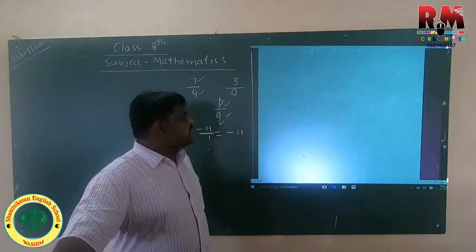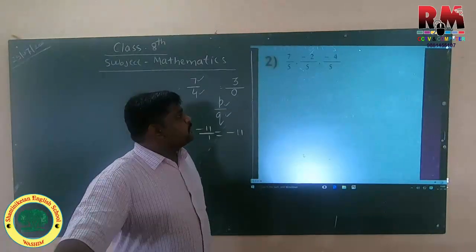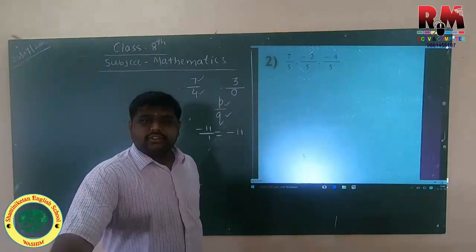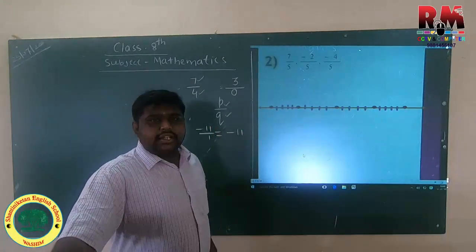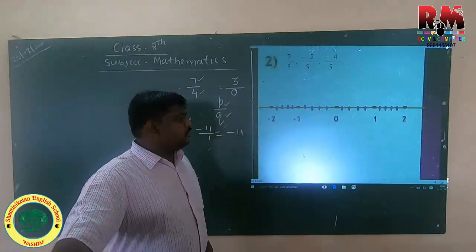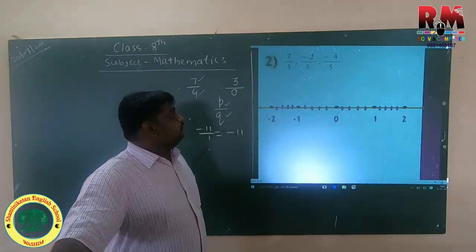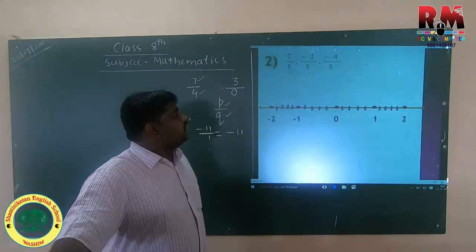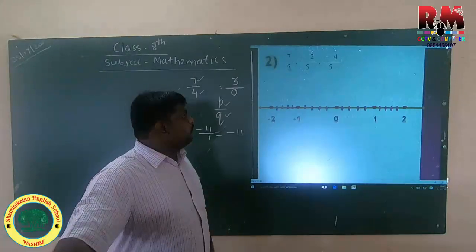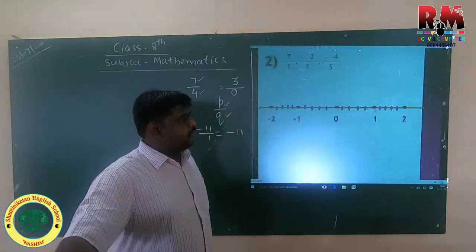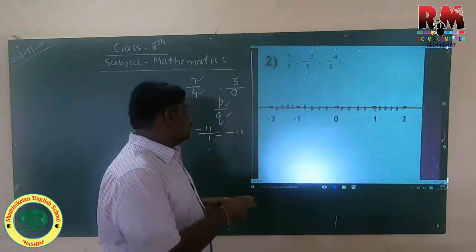Let us consider the next example. Second example: 7 by 5, minus 2 by 5 and minus 4 by 5 on the number line. Step number 1, draw the number line, take numbers 0, 1, 2, minus 1, minus 2. Now observe the denominator, that is 5. So we divide the unit distance 0 to 1 into 5 equal parts.